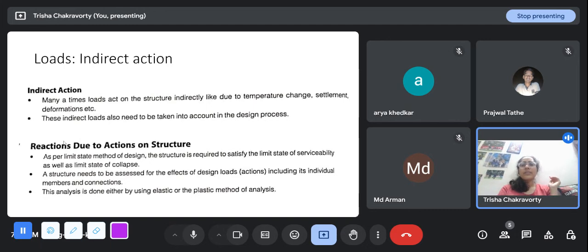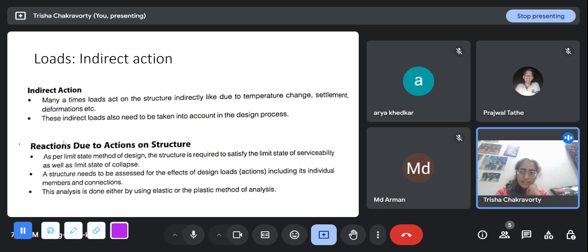And reactions due to actions on a structure. As per the limit state method of design, we will look at that now. The structure is required to satisfy the limit state of serviceability as well as the limit state of collapse, as I told you in the beginning. A structure needs to be assessed for the effects of design loads, including its individual members and connections. That is how we do it.